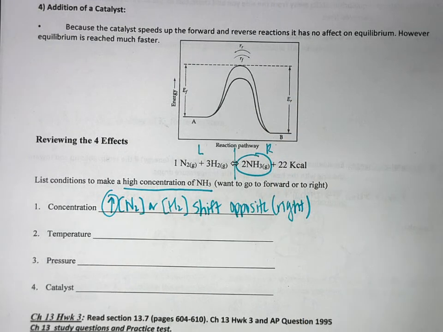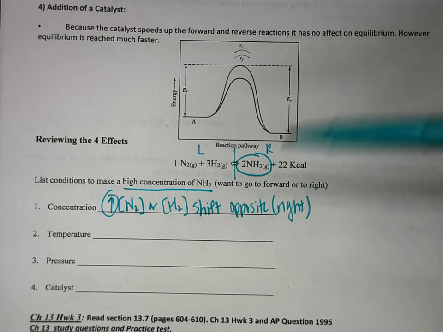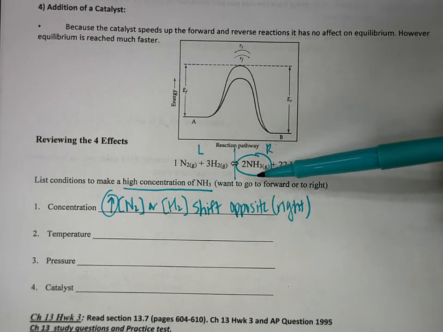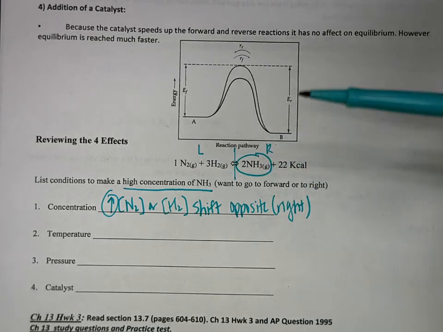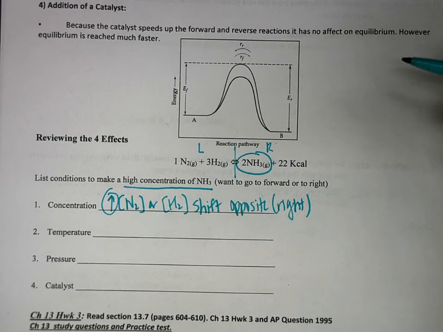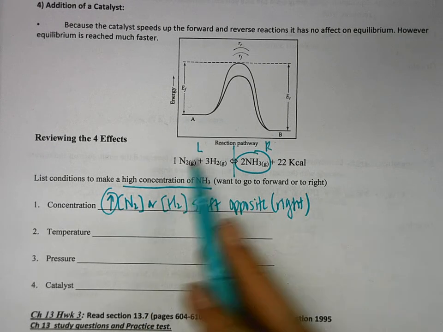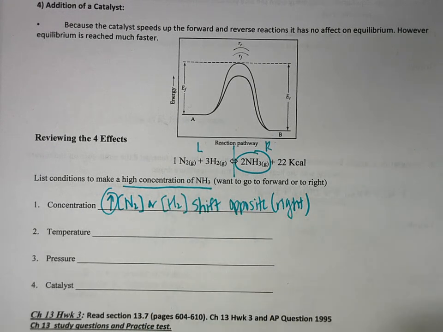Okay, some of you might say, well, we can remove some and it's going to shift back. But if we're removing some, we're not really increasing the concentration of it. We're removing it and then compensating and making more of it. So removing that would not be good for concentration. We'd want to increase the concentration of our reactants to cause that shift to the opposite side.